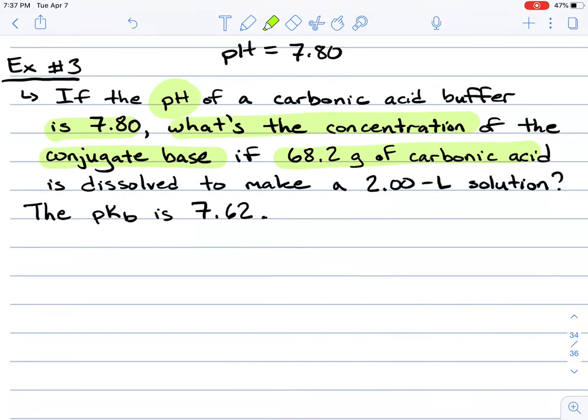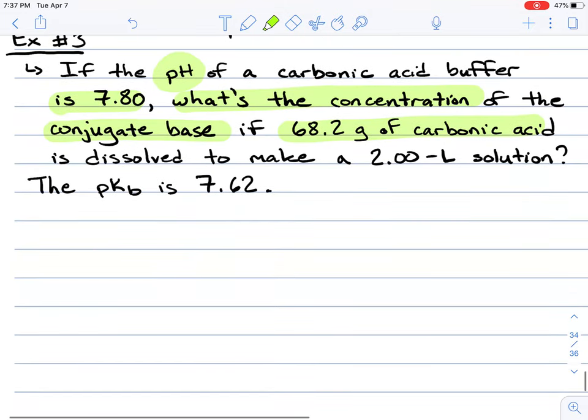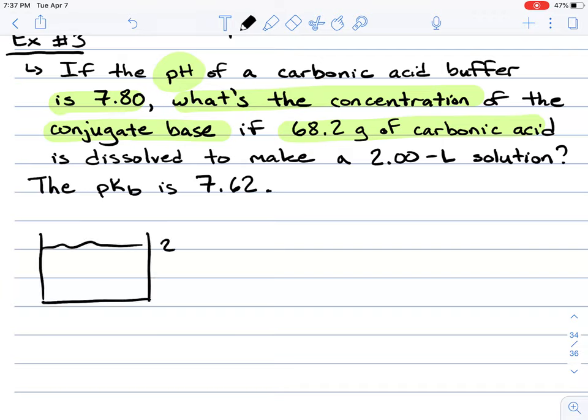And so the pKa is 7.62. So you can imagine that you have this 2.00 liter solution and you have 68.2 grams of carbonic acid, which is H2CO3.